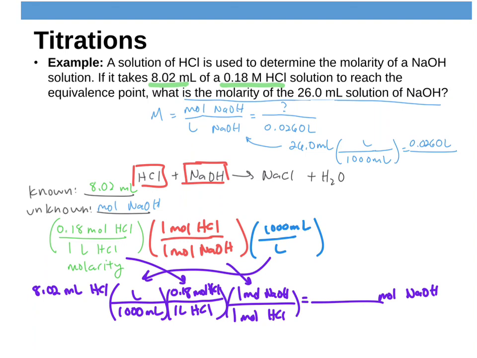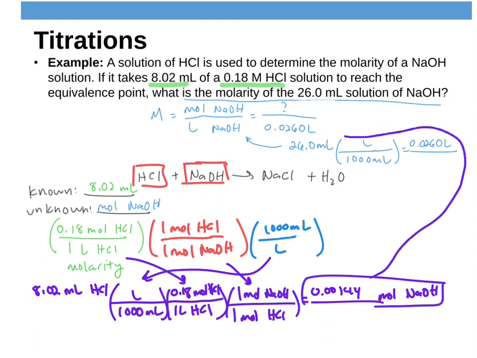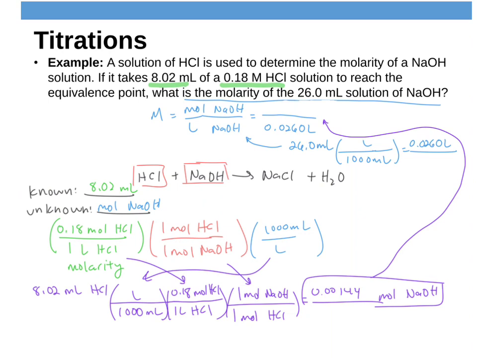So if I do all that math, right, I take 8.02 times 0.18 divided by 1,000, I get 0.00144. So that is the number of moles, right? This is the number of moles that I need to plug in up here. So apparently I'll erase my question mark. It's not a question mark anymore. I do know how many moles of sodium hydroxide there are: 0.00144.